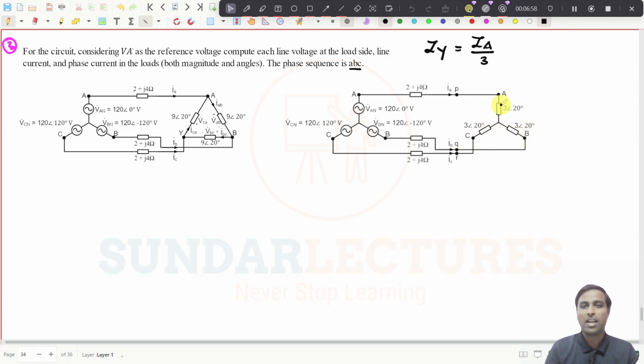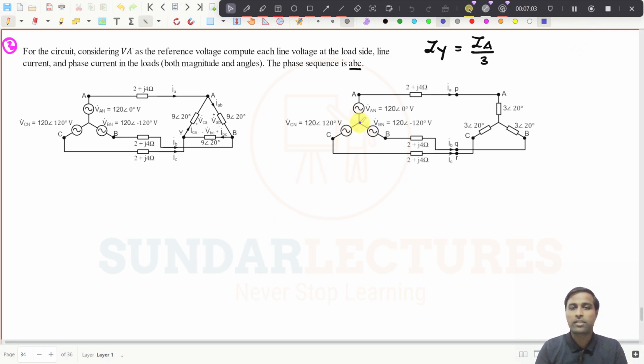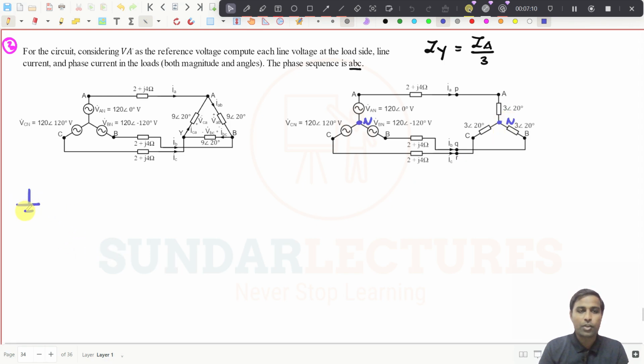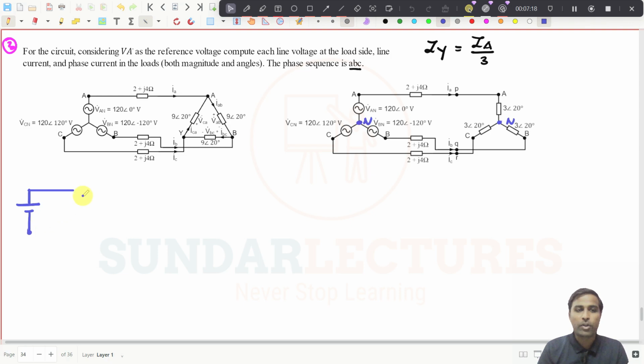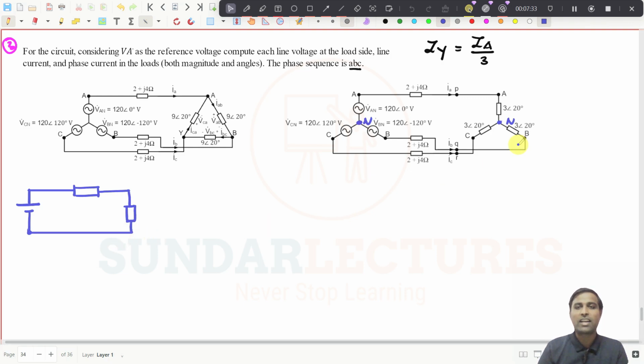I have just done this one. Now it is very simple to find the values. See, this is the neutral point. If I draw the diagram, you can easily understand. This is VAN, and I am taking this point as N. There is an impedance here and an impedance here. I am trying to explain things with the basics we have already seen.